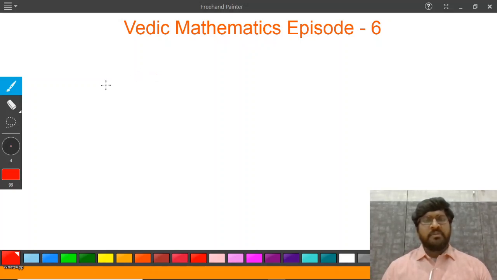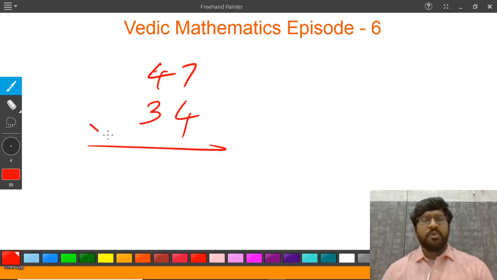In one of my Vedic Maths episodes, I have explained how to multiply two two-digit numbers. I think in episode 3, I explained this. Let's say you want to multiply 47 with 34. First, 4 7s are 28, 2 carry 8 here.